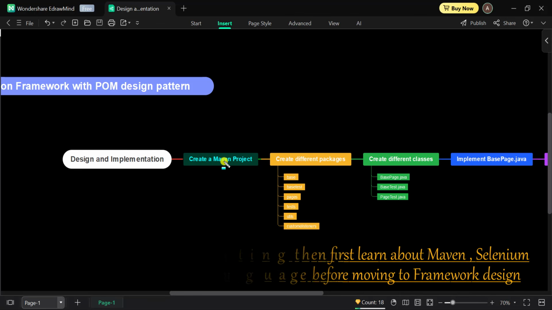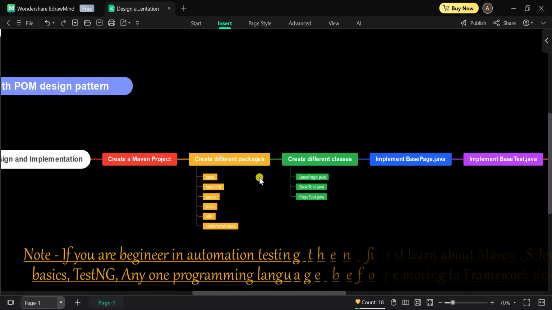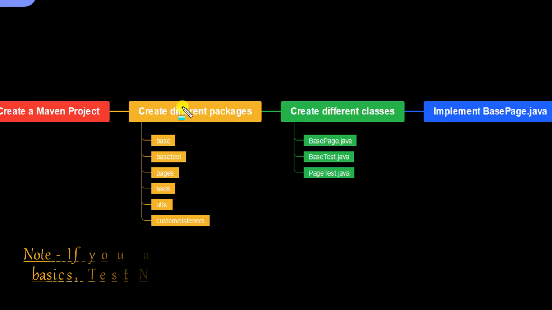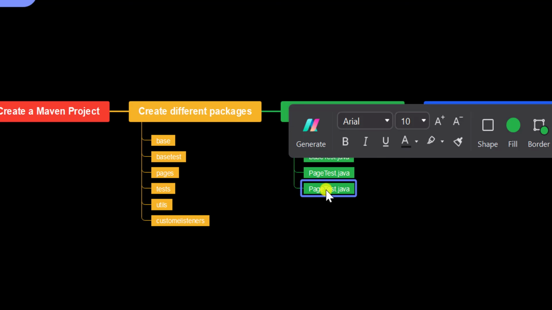Okay, so different configurations to run our framework from a local machine or from remote machines, cloud machines, etc., we can easily do with Maven. Once our Maven project is ready, we can create different packages. We will create different packages for storing the base class, base test class, pages classes, test case classes, right, utils and custom listeners. Once we create the packages, we will create the different Java classes for base page, base test, page test, or next one, let's say, our page classes.